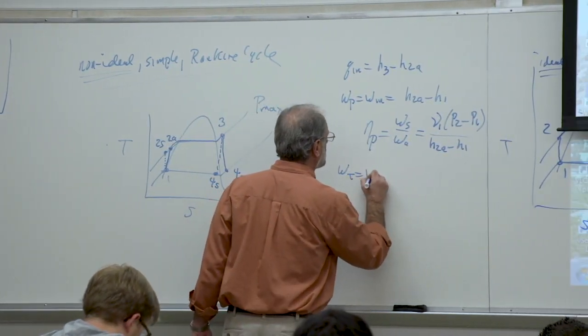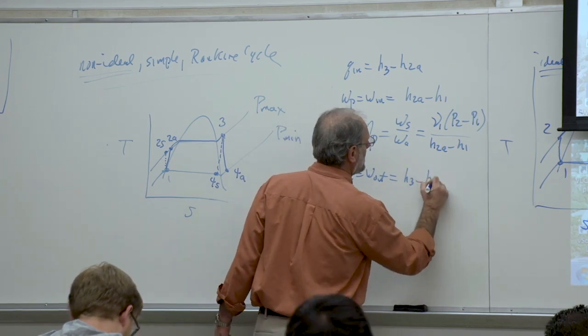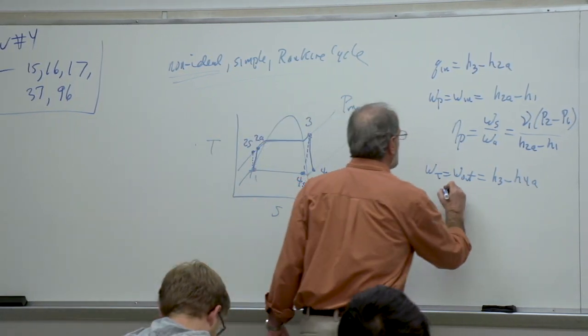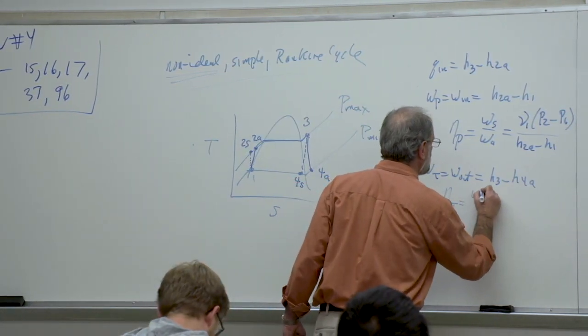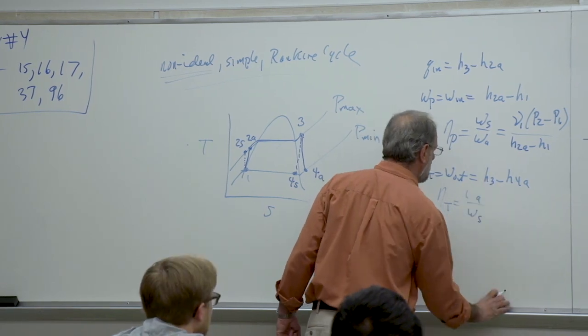The turbine work is our work output, and this is going to be H3 minus H4A. And then of course we're going to have to use the turbine's isentropic efficiency, which is defined as the actual over the ideal work.